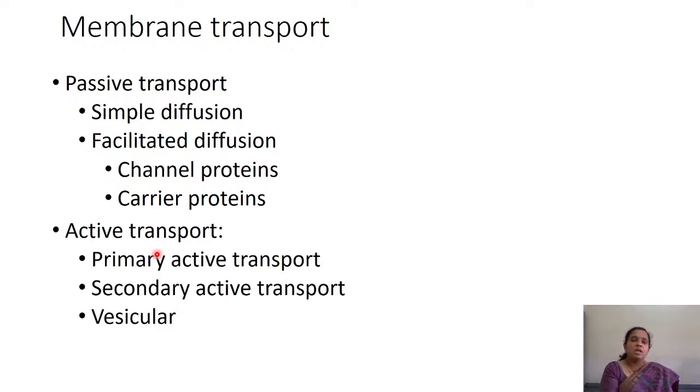Next is active transport. The active transport is of three types: primary active transport, secondary active transport and vesicular transport. So we have seen that passive transport is simple and facilitated. Facilitated means it requires some help to do the diffusion. So this facilitated one is further divided into channel and carrier proteins. Next is active transport. In active transport, there is primary active transport, secondary active transport and vesicular transport. Primary active transport means it will be utilizing ATP. Energy is required in this process and we call it active transport. So, the active transport, primary and secondary, we'll see what they are.